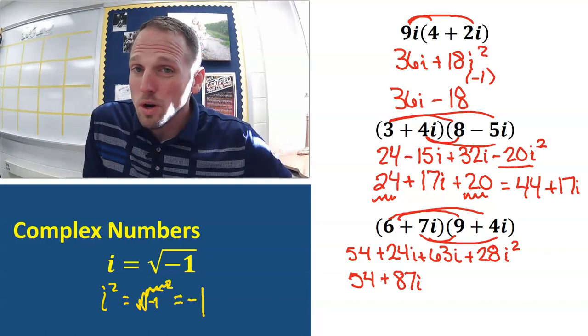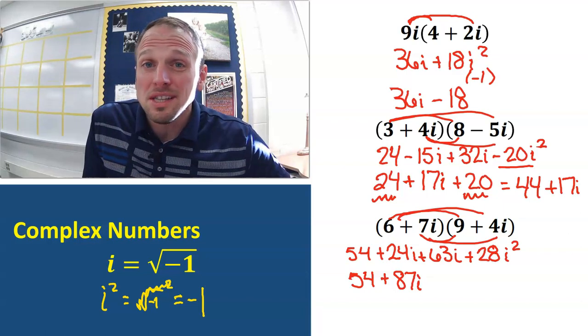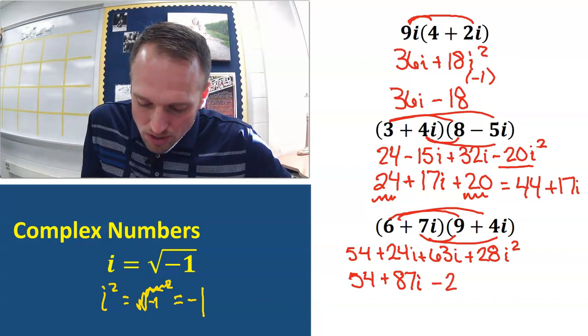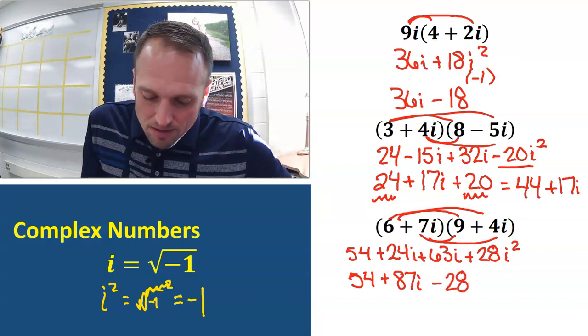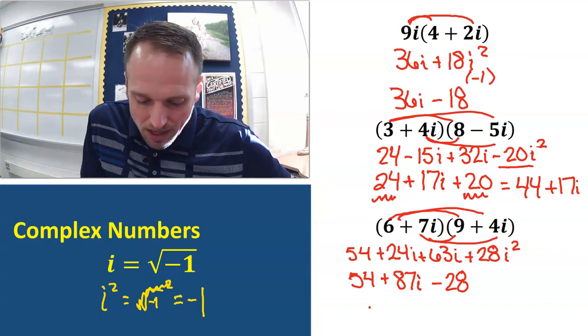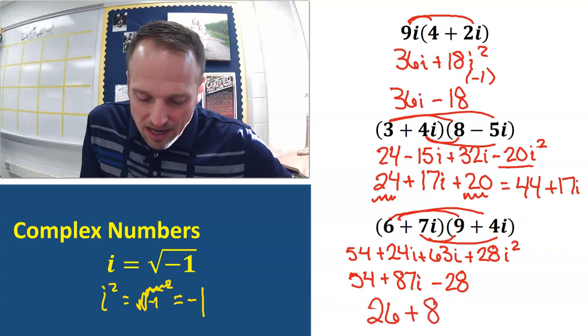And then the i squared at the end, remember, i squared is negative 1. i squared equals negative 1. So I've got 28 times negative 1 is going to be a negative 28. Then combine your like terms again, simplify this. 54 minus 28 is going to be 26 plus 87i.